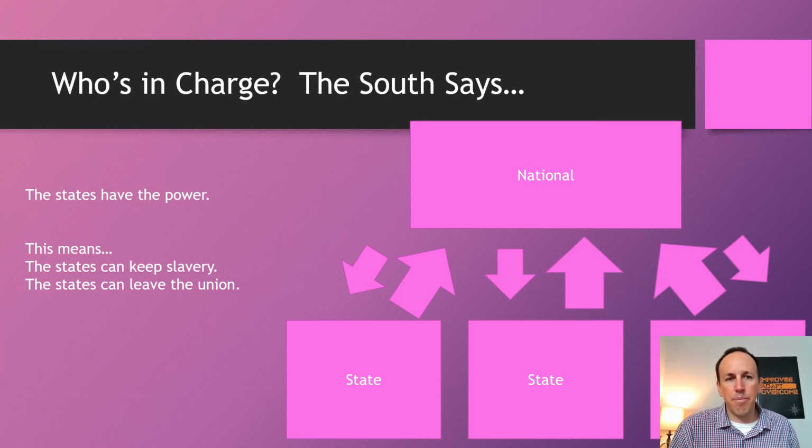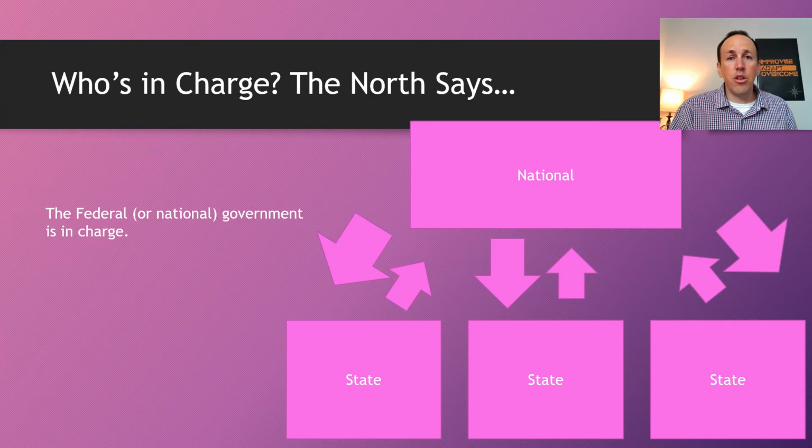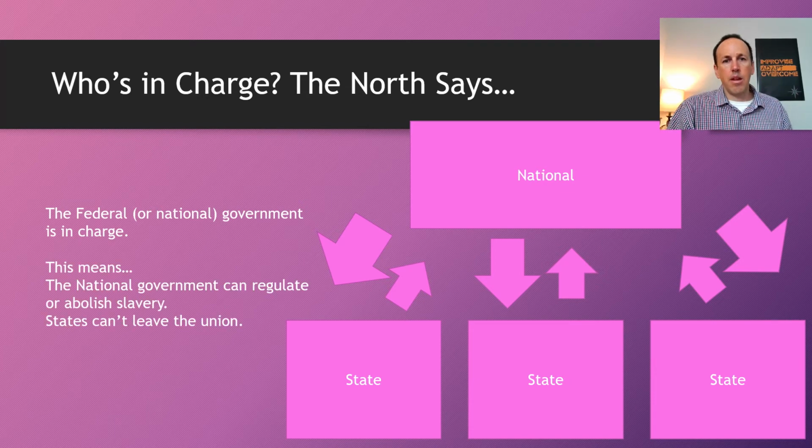That's what it says. The North says, no, the national government has more power. Okay, the national government has 55 and the state has 45. Please, these percentages are made up to articulate a point. They're not actual percentages, but just so you see, the state has some power, the federal government has some power, but they're saying the federal government has the final say. Well, if that's true, that means the national government can regulate slavery or abolish it altogether. It also means the states are not free to leave.